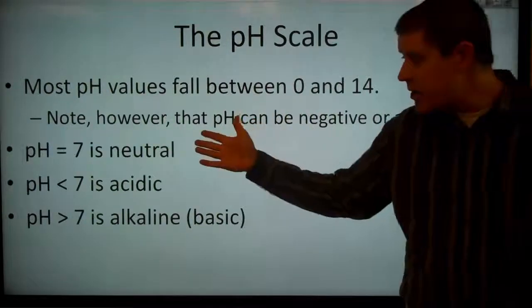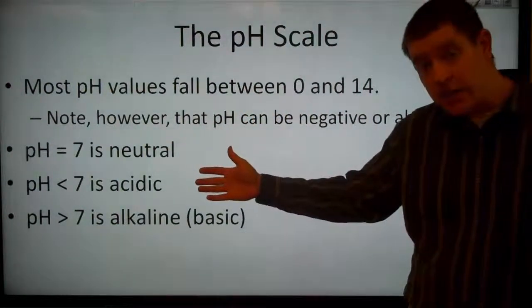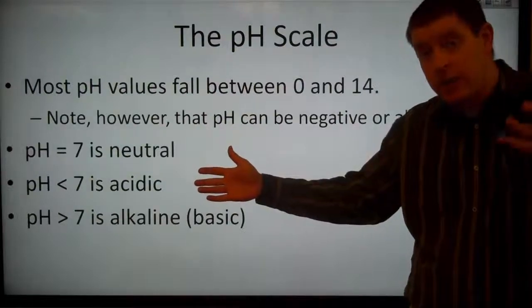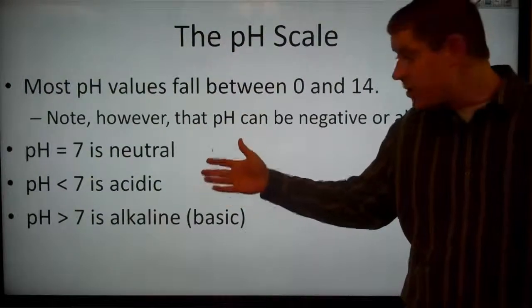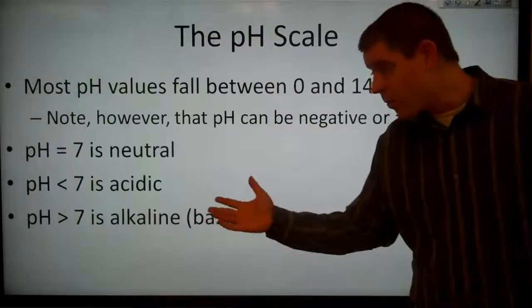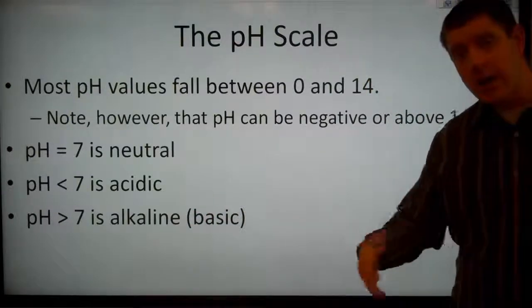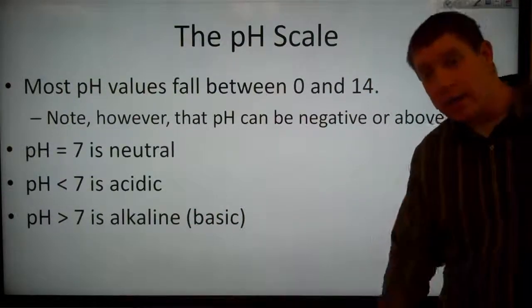So again, a pH of 7 is neutral. A pH less than 7 is acidic because now the hydrogen ion concentration is more concentrated than it was when it was neutral. A pH greater than 7 is alkaline or basic because now the hydrogen ion concentration is less than it was when it was neutral.